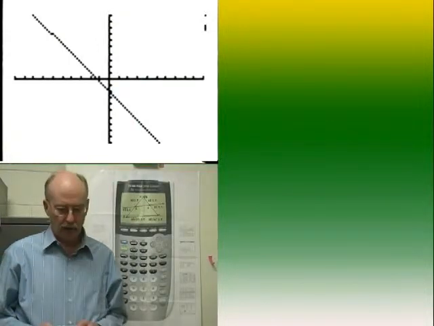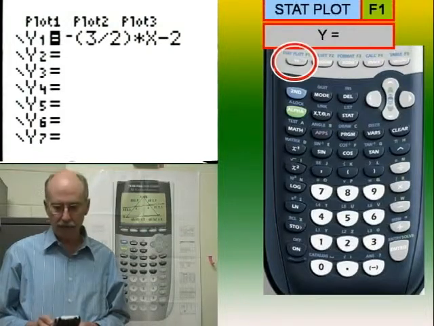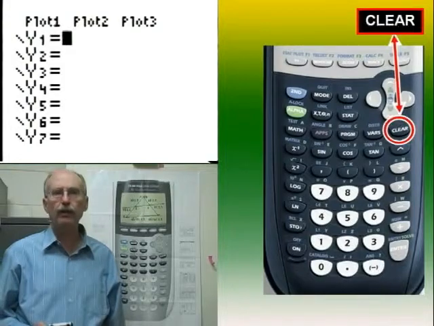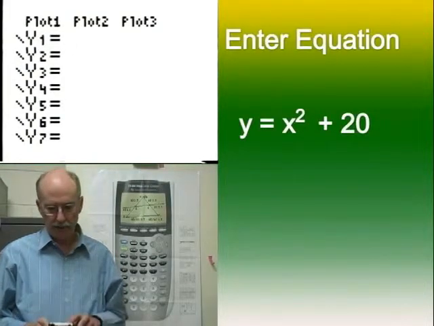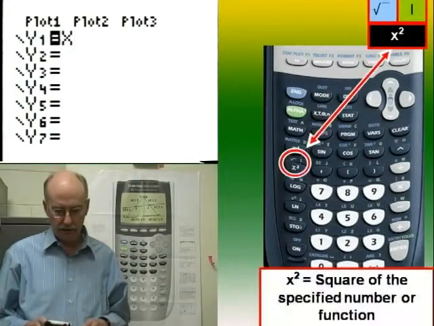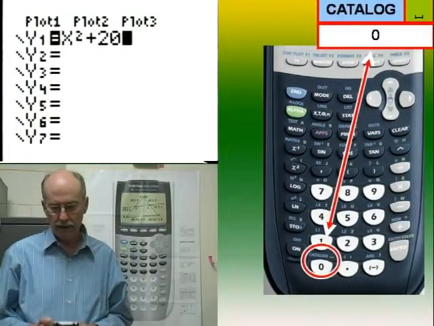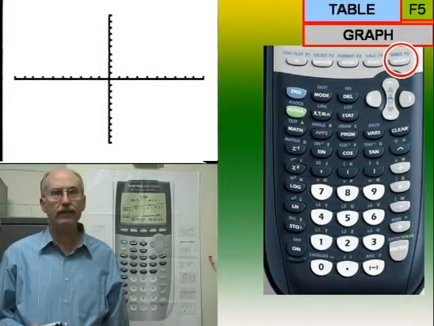Let's go back to that y equals screen, and let's clear that equation, and we can clear it by moving up to that line and pressing clear, and you can see it's all gone. And let's put another equation in. Suppose we had x squared plus 20. Well, I put in the x, and I use the X,T,theta,n button again. Hit the squared key, plus 20, and now let's graph it. And I graphed it, and nothing happened.